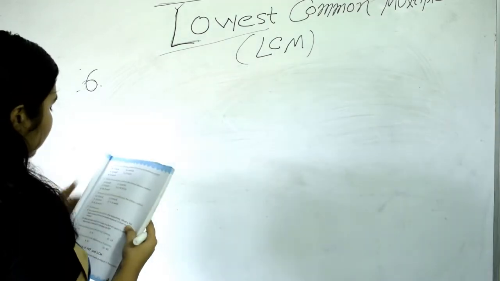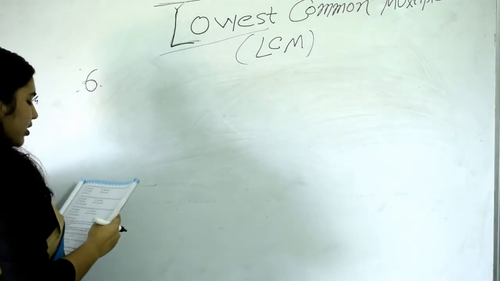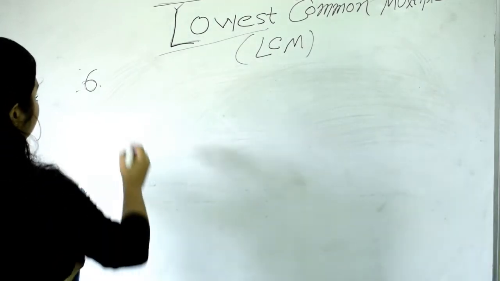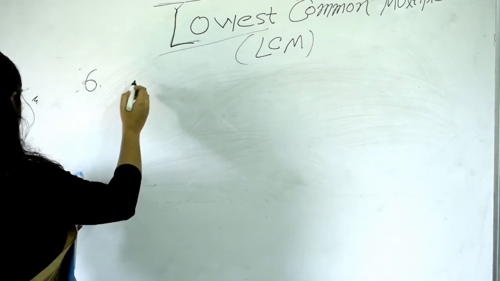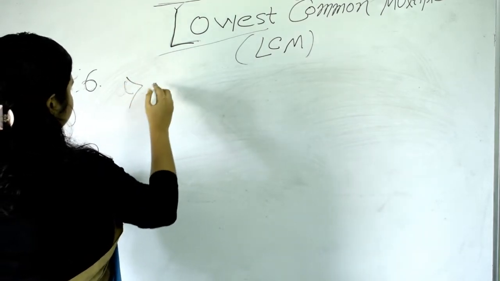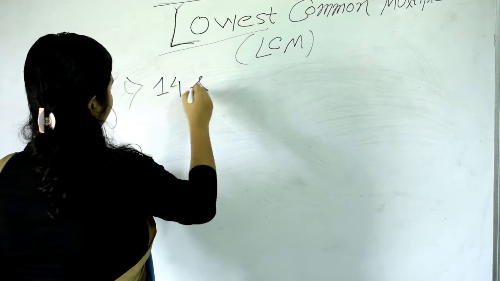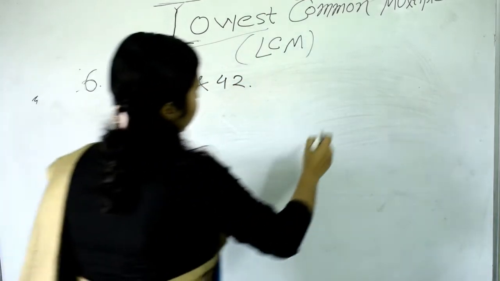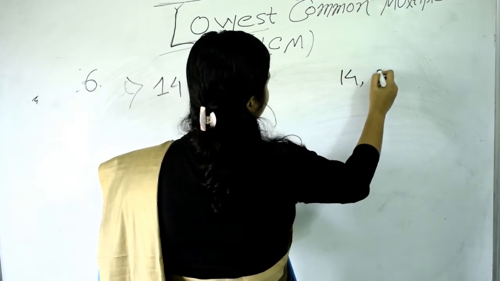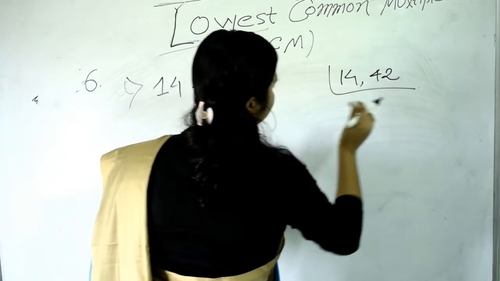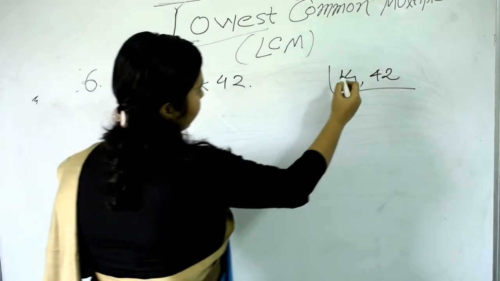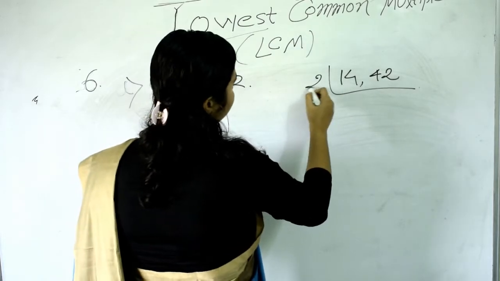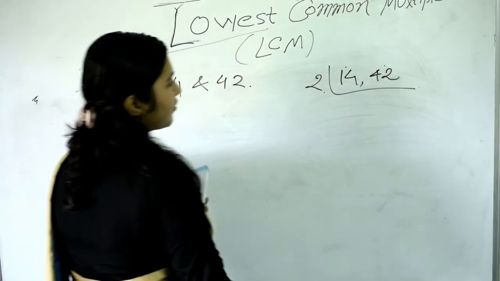Okay, so question number 6. Find the LCM of the following numbers by common division method. So what is common division method? Take any 2 numbers. Suppose 14 and 42. Your first question. So here you have to take both the numbers at one time and divide both the numbers with a common factor. Here 2 is the common factor because both the numbers are even.